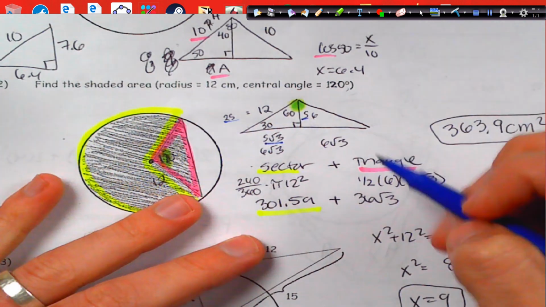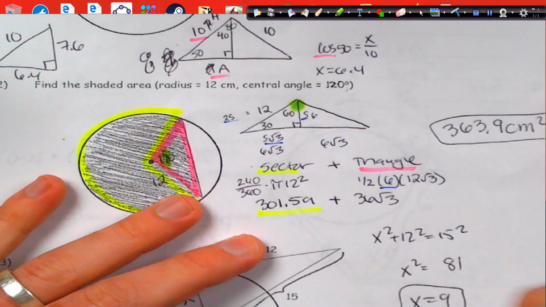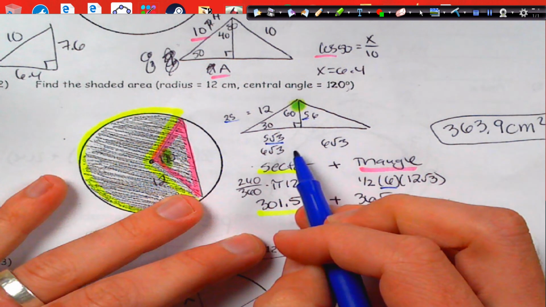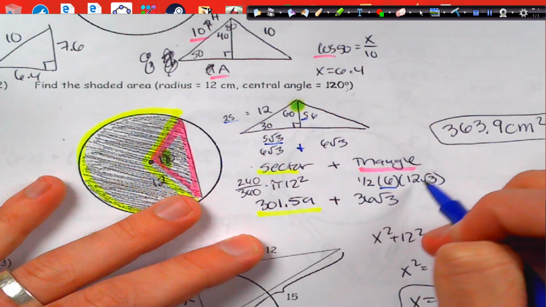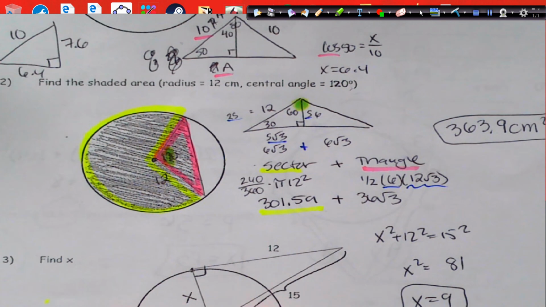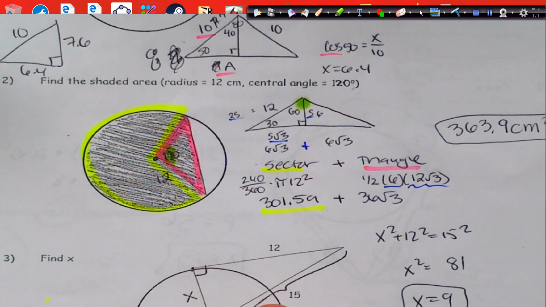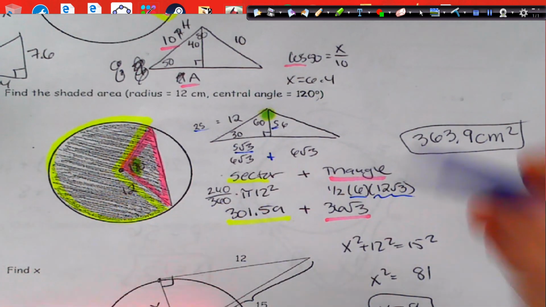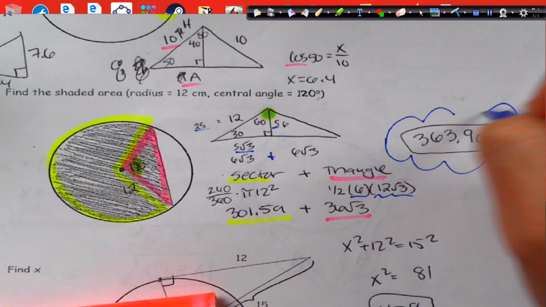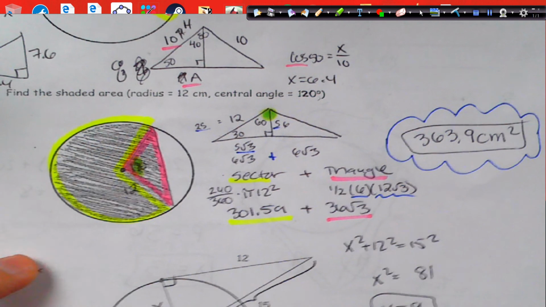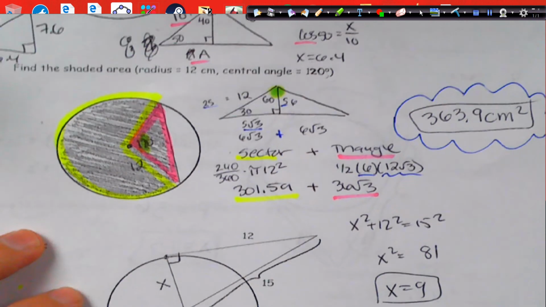So the height was 6, so here's my height. And then we get 6 rad 3, but there's 2 of them because it got split down the middle. So I had to do 6 rad 3 plus 6 rad 3 to give me 12 rad 3. And so half of 6 times 12 rad 3 gave me 36 rad 3 for my triangle. And once I added those together, I got my final answer right here in decimal form. Okay, so those are pretty much the most difficult ones because finding the triangle was not easy.